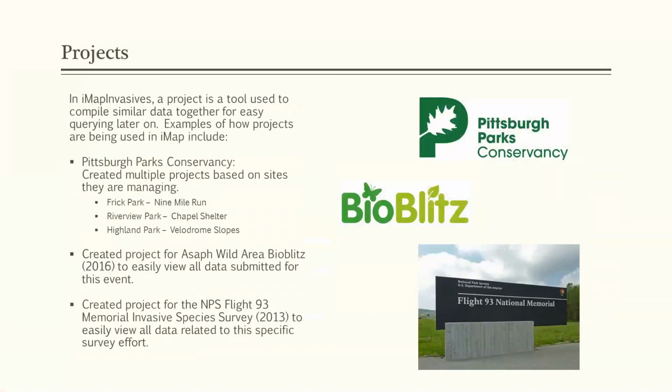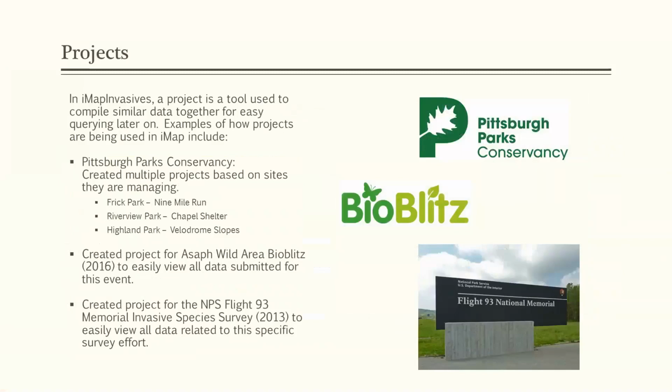So here in Allegheny County, we have the Pittsburgh Parks Conservancy, and they utilize iMap and have created multiple projects based on particular sites that they are managing. So here I've listed just a few of those sites and the name that they've given them in iMap. In Frick Park, they're managing places around 9 Mile Run. In Riverview Park, there's a place called the Chapel Shelter. And in Highland Park, there's the Velodrome Slopes.